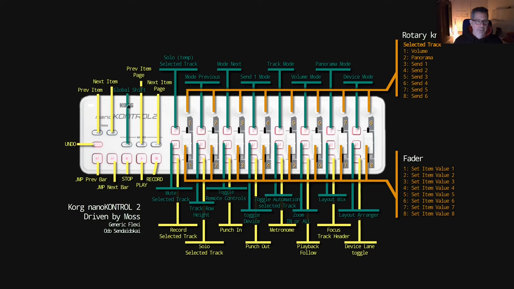Then the global shift button that has currently, for my use, only the toggle on off repeat button together with the play button. So if I hold down shift and then press the play button, you toggle on and off the repeat function. Then you have the different functions for the arranger, track row height, toggle the remote controls in the device, punch in, punch out for recording, then toggle the automation tracks, zooming a little bit, layout changing between mix and arranger, then device lane, toggle on and off or open and close, and focus track header in the inspector.